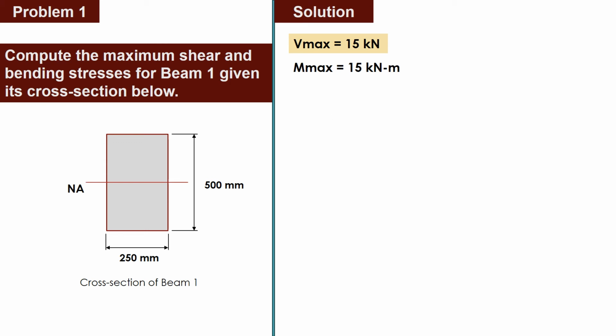Now, using the other formula, the general formula. I moved this down first so it does not overlap with the other dimensions that will appear here. Using the general formula, which is VQ over Ib, I replaced V with maximum, because the general formula can use the maximum shear, or not, or any value of shear. But since we need to solve the maximum, I just added the subscript maximum to the value of V. And of course, we know that this is the maximum shear.